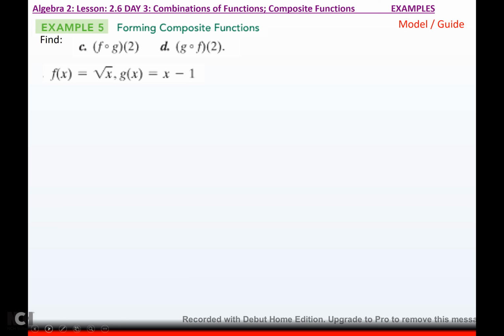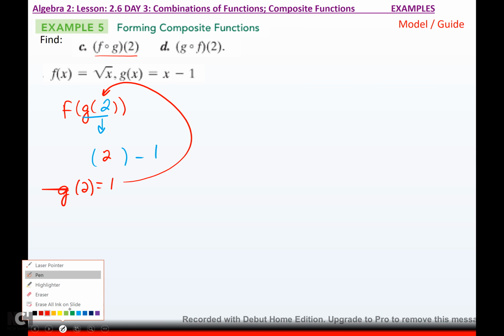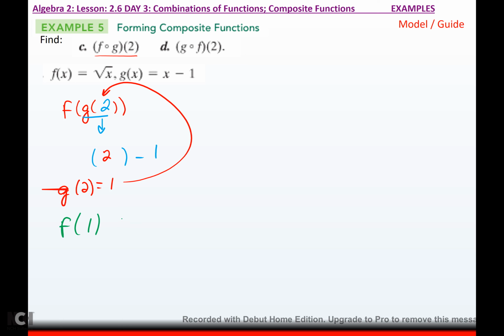Okay, if they give you more complicated functions, don't panic. They want me to find f of g of 2. So f of g of 2 says take 2 to the g function. The g function says whatever you brought minus 1. So I'm going to bring a 2. Simplify that. 2 minus 1 is 1. So g of 2 equals 1. I'm going to plug that in there, and that says take 1 to the f function. The f function says the square root of whatever you brought. I brought a 1, and the square root of 1 is 1. So f of g of 2 equals 1.